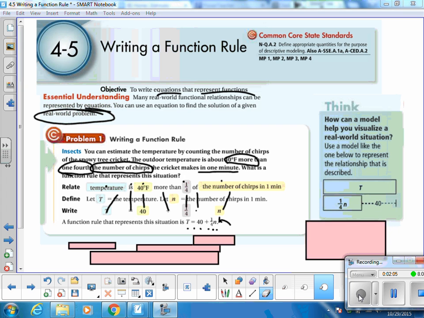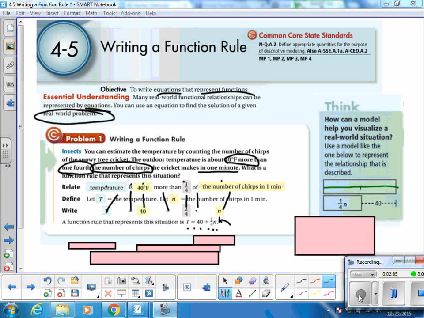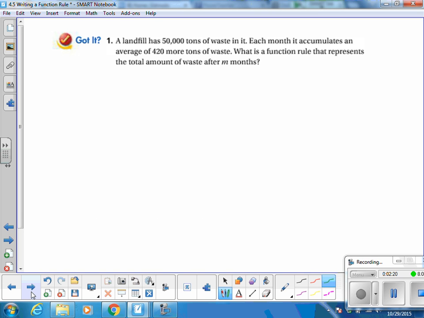We can see that a model can help you visualize what's going on as well. Over here you can see that the temperature is really saying that it is 40 degrees more than 1/4 of the chirps. All right, press pause. Let's see how you do on this one. Write your sentence first, pull the words out, get your let statement played out, and then let's see how your equation is.